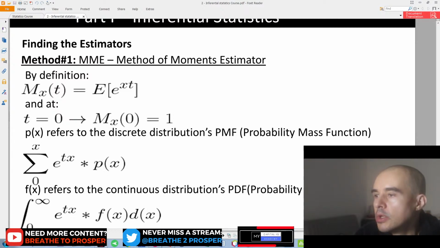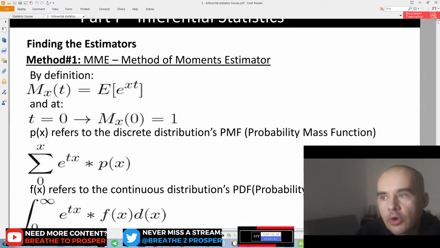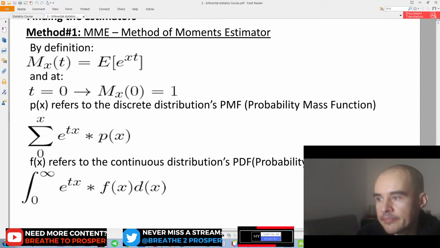Good. So, by definition, this is the formula for the moment generating function. It's the expected value of the function e raised to the xt. And at t equals 0, M(0) is equal to 1. So what does this mean?